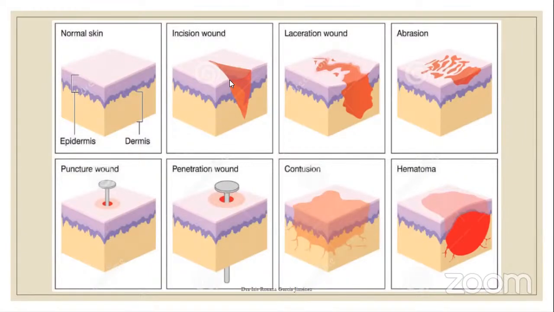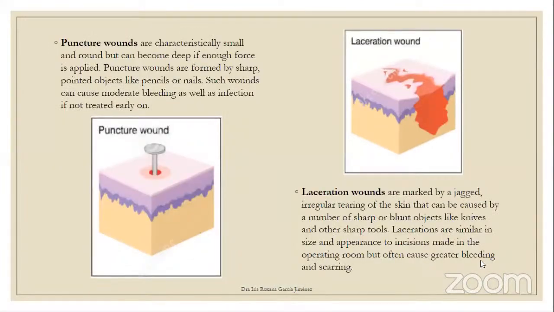The incision wound, laceration, abrasion, puncture, penetration, contusion, hematoma. Well, here we have all the descriptions of this, all in detail. For example, puncture wounds are small and round, but can become deep if enough force is applied. The laceration, marked by a jagged, irregular tearing of the skin, can be caused by a number of sharp or blunt objects like knives or other sharp tools.